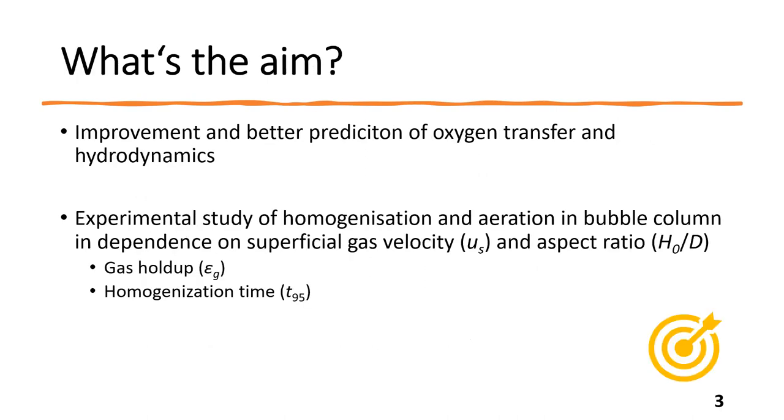Now, what's the aim of this research? The aim of this research is to improve the prediction and the modeling of oxygen transfer and hydrodynamics inside such systems. One way to approach this problem is an experimental study of homogenization and aeration in a bubble column bioreactor. Homogenization is represented by homogenization time, and aeration is represented by gas holdup. And we studied the influence of gas superficial velocity and aspect ratio on these parameters.